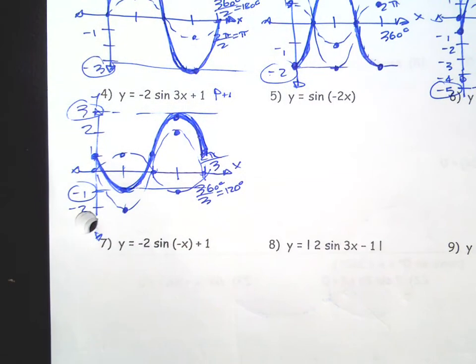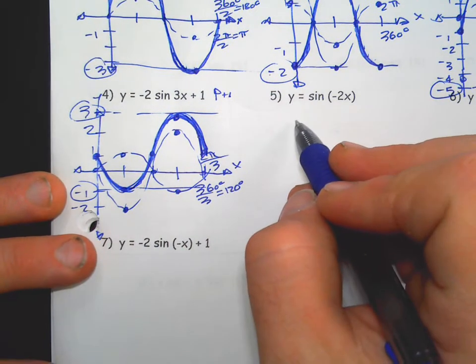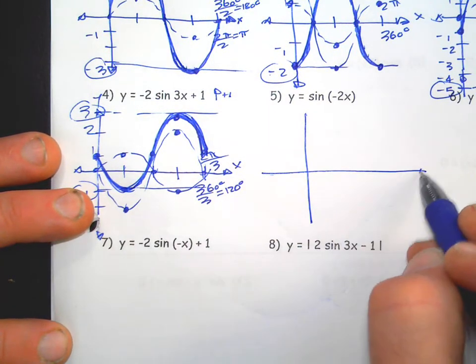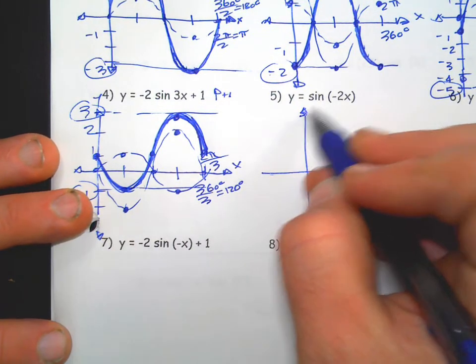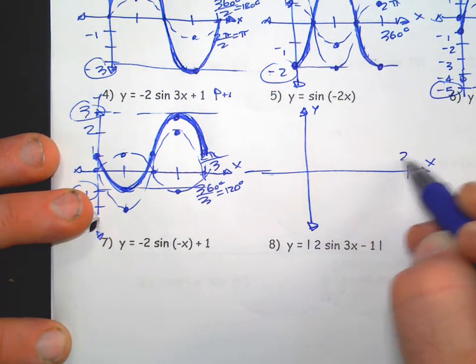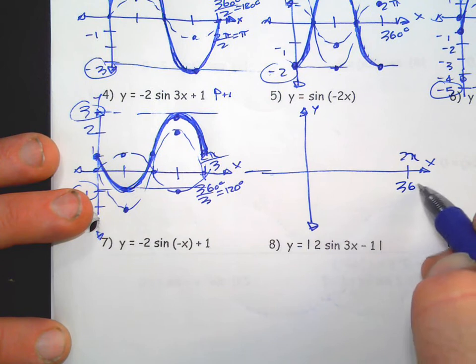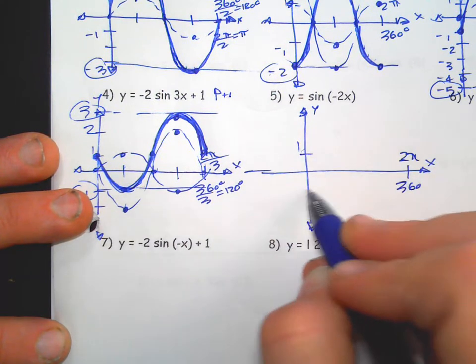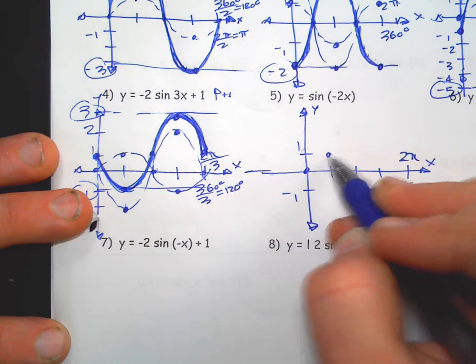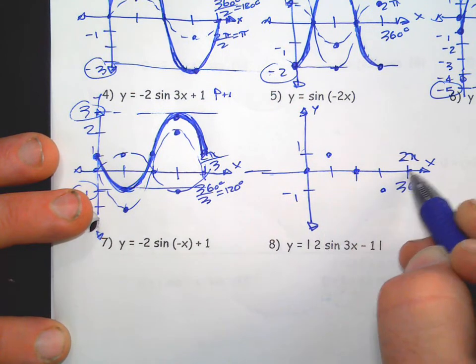Okay. Next one. Now, the next one, I'm anticipating that horizontal reflection. But you know what? I'm okay if we don't go all the way. Okay. So 2 pi, 360, 1, negative 1, cut in half, cut in half, cut in half. Sine goes 0, 1, 0, negative 1, 0, light dashed line.